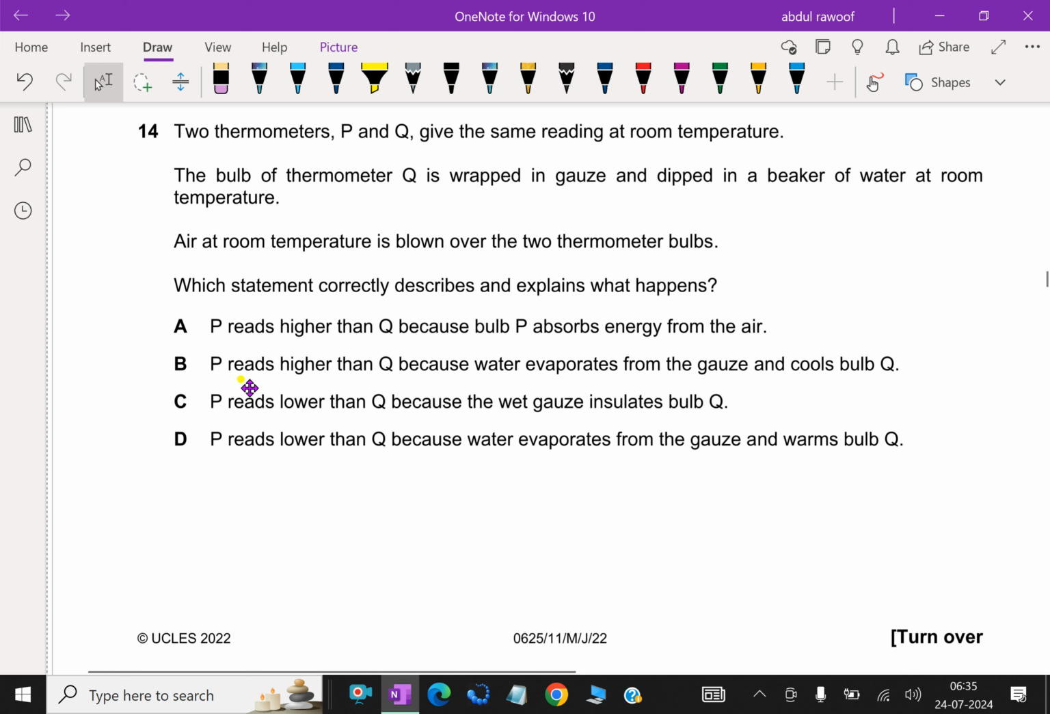P reads higher than Q because water evaporates from the gauze on the bulb of Q. That means P reads higher; from Q, the water evaporates from the gauze and cools the bulb Q. So option B is correct.